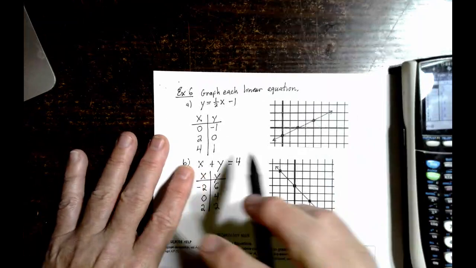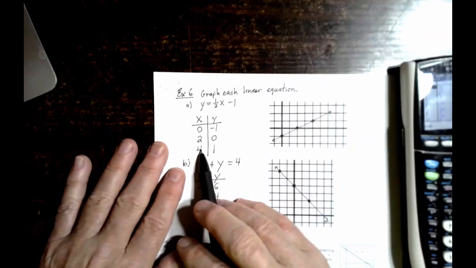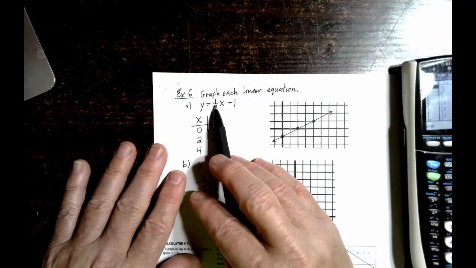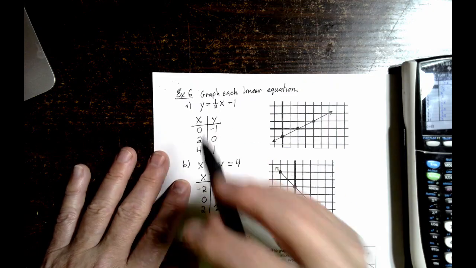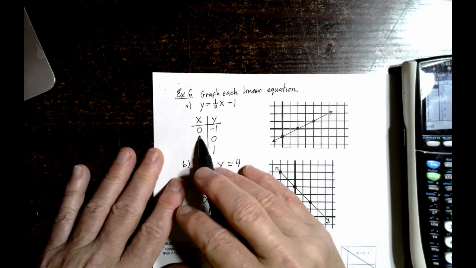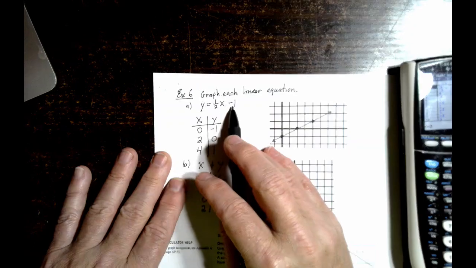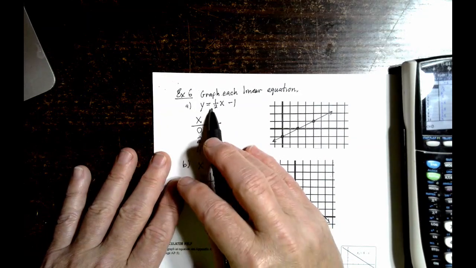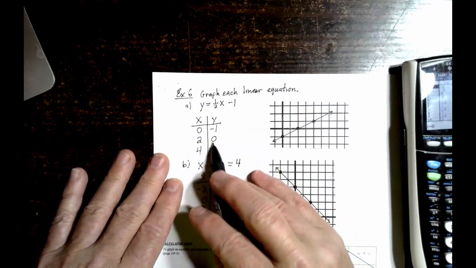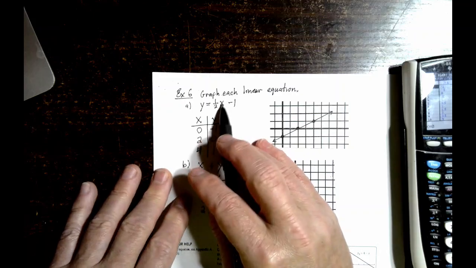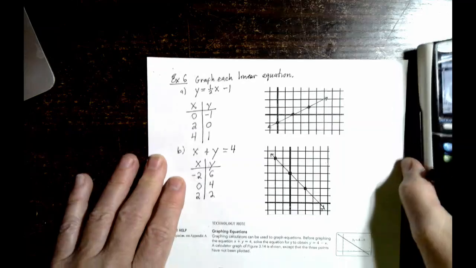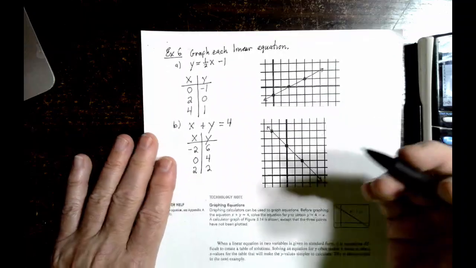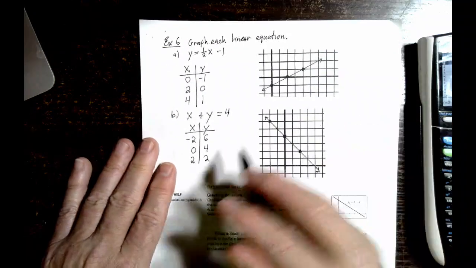So second graph gives me my numbers here: 0, -1, 2, 0, and 4, 1. Notice I picked numbers that were multiples of 2 because when you multiply 1/2 times a multiple of 2, you get a whole number. Otherwise you get fractions. So 0 times a half is just nothing. -1 is -1. 1/2 times 2 is 1. 1 minus 1 is 0. And then 1/2 times 4 is 2. 2 minus 1 is 1. And you connect your dots and draw your line and put arrows on the end of it.